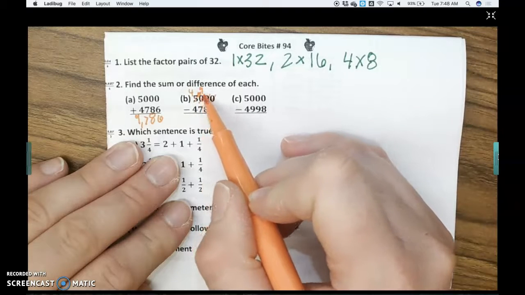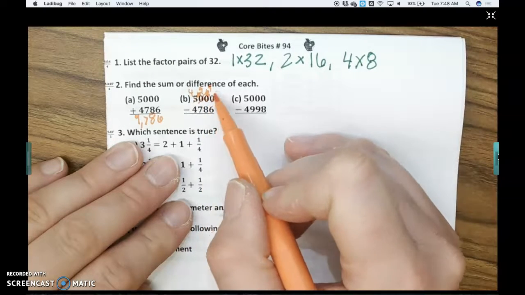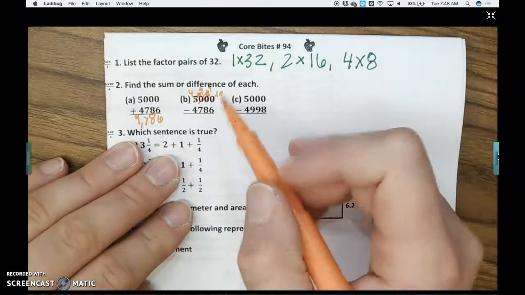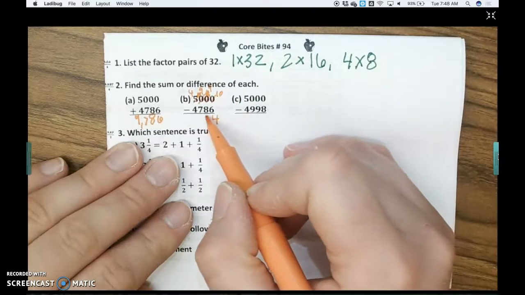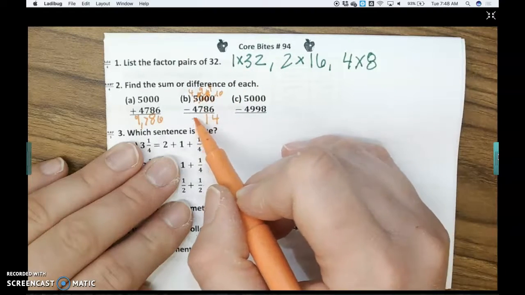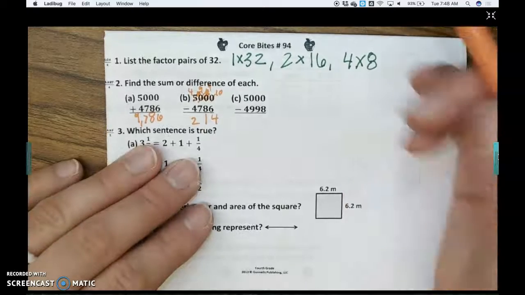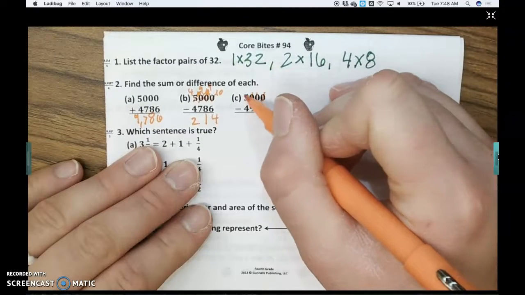So all those are going to become 9 except for the last one. So 10 minus 6 is 4. 9 minus 8 is 1. 9 minus 7 is 2. So 214. Same thing for your last one.